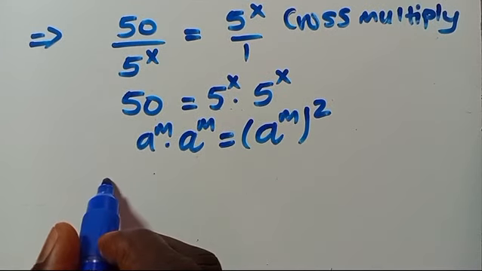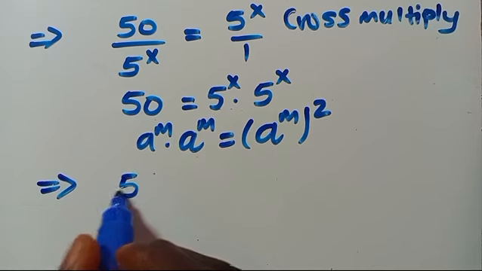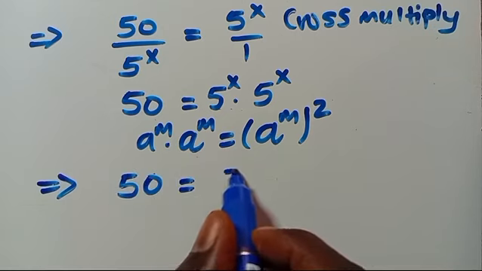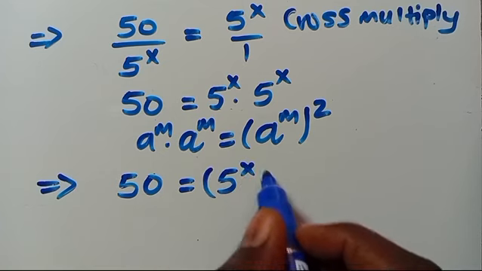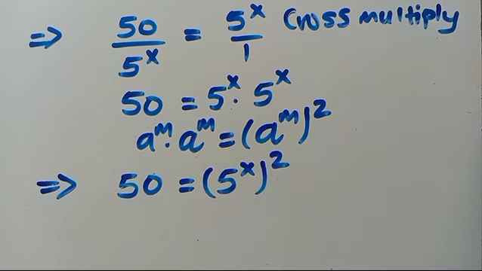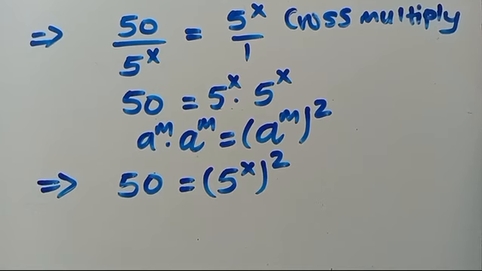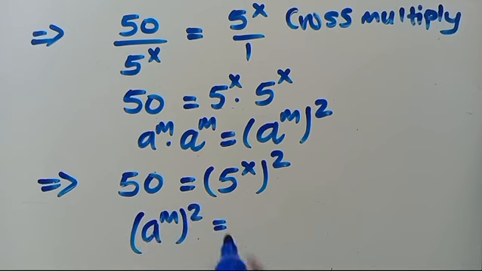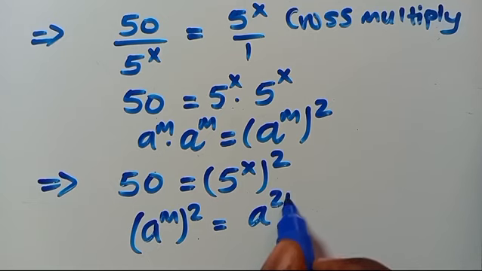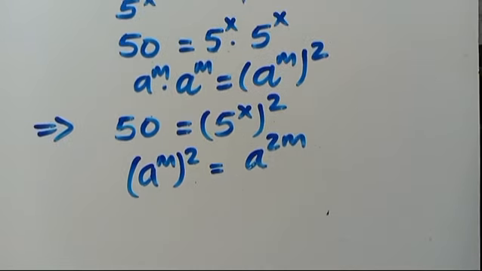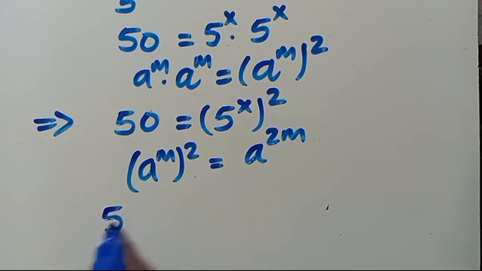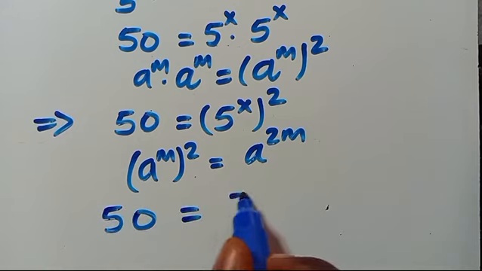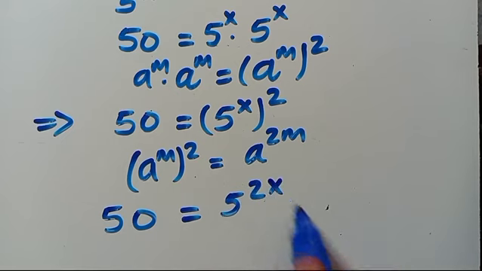So from here we have 50 equals 5 to the power of x, all to the power of 2. Then again, mind you, when you have a to the power of m to the power of 2, it can be simplified as a to the power of 2m. So we also have this as 50 equals 5 to the power of 2x.